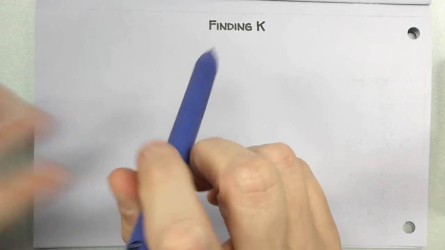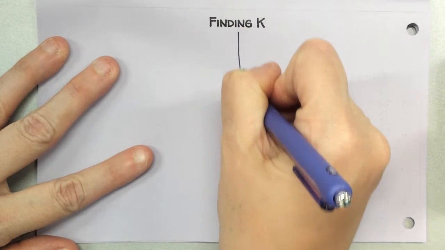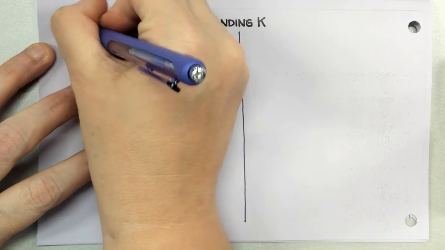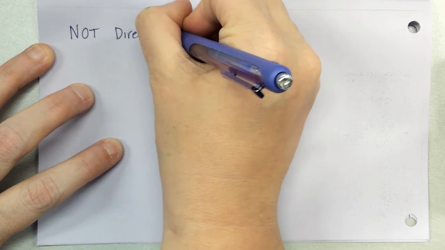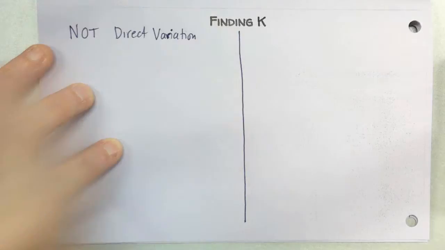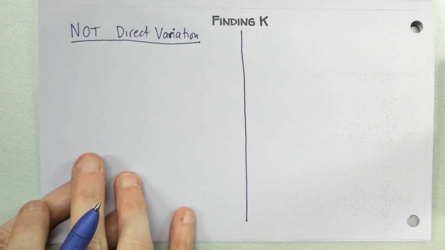Yesterday we learned how to tell if it's proportional. Today we're going to learn how to find K and write an equation. And then Monday we're going to work on finding missing values. So let's talk about finding an equation. Let's draw a line right down the middle here. We're going to have a non-example and an example. So on the left we're going to look at something that's not direct variation.